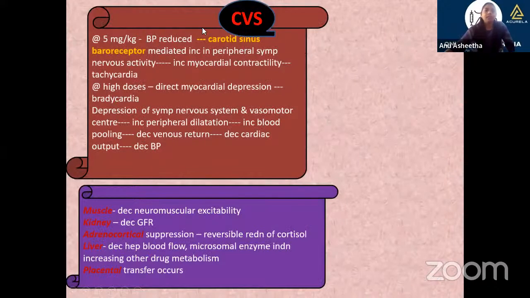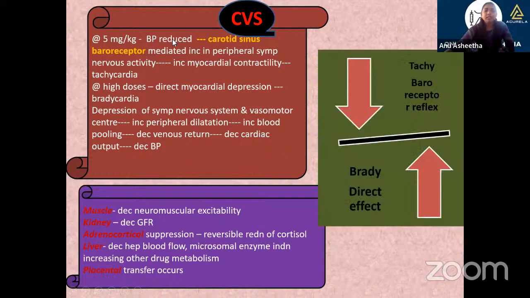In the cardiovascular system, in normal induction doses of 5 mg per kg, the BP is reduced. This activates the carotid sinus baroreceptor reflex mechanism, which increases the peripheral sympathetic nervous activity, increases myocardial contractility, and tachycardia results. Whereas in high doses, they directly depress the myocardium and cause bradycardia. The sympathetic nervous system and the vasomotor system are also depressed, which causes increased peripheral dilatation and blood pooling, which reduces the venous return and cardiac output, thereby decreasing the BP.